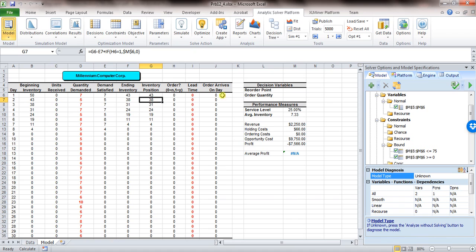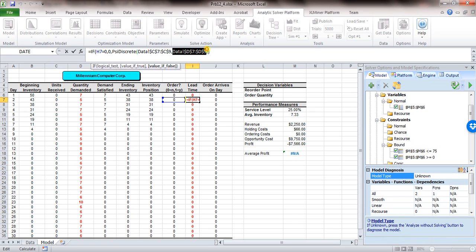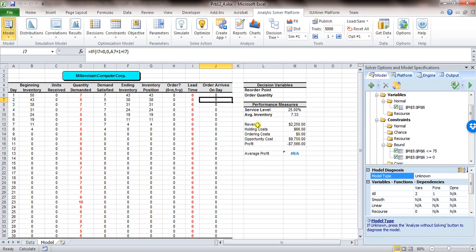Based on the inventory position, you check against the reorder point, and then there will again be a lead time, which is a discrete distribution depending upon the probability of the delays. Depending upon the lead time value, we get the day on which the order arrives. These are the simulations for different days. This will be run 5,000 times, and these two are the decision variables.